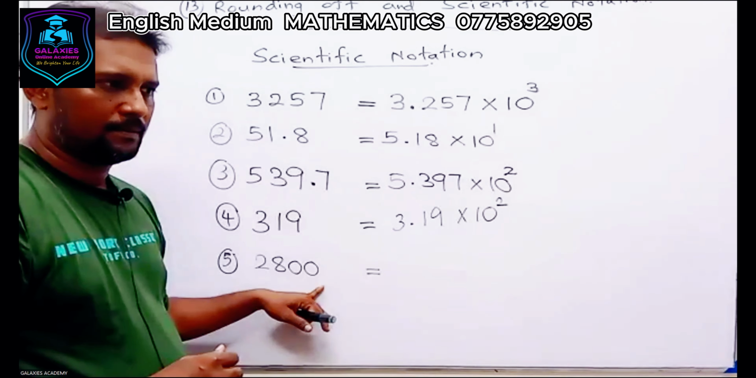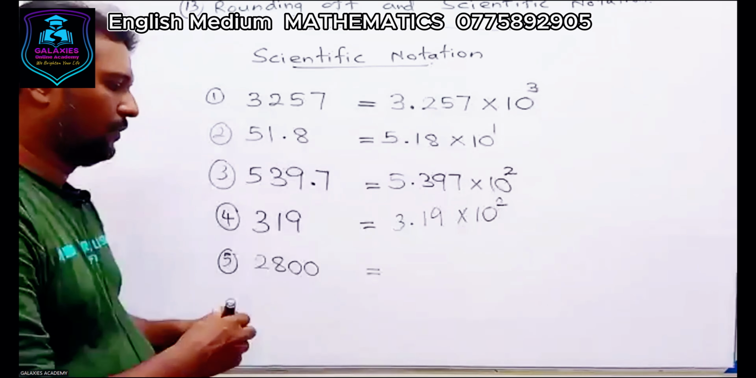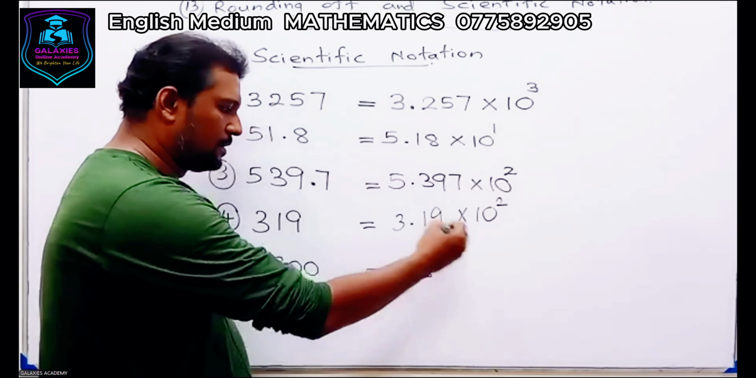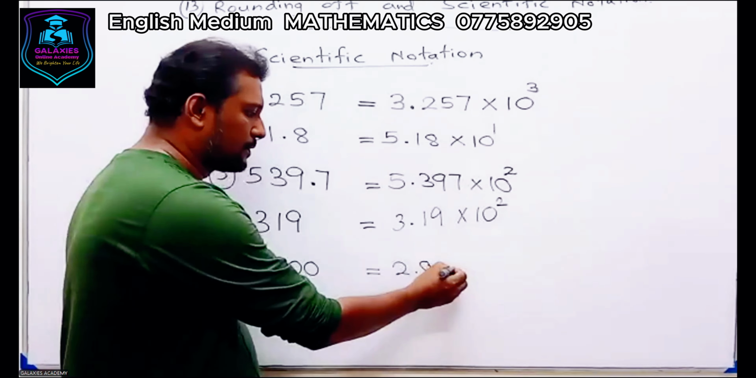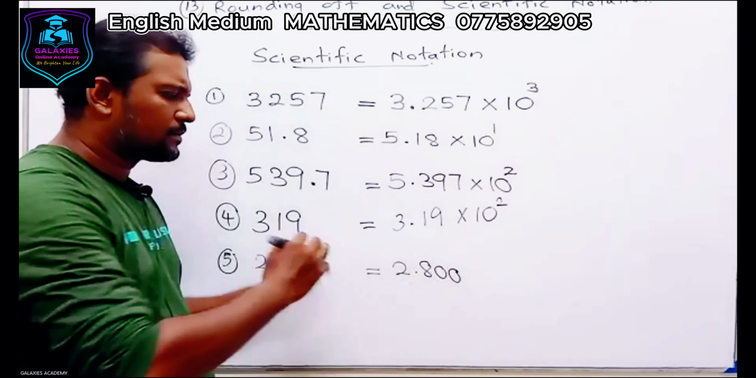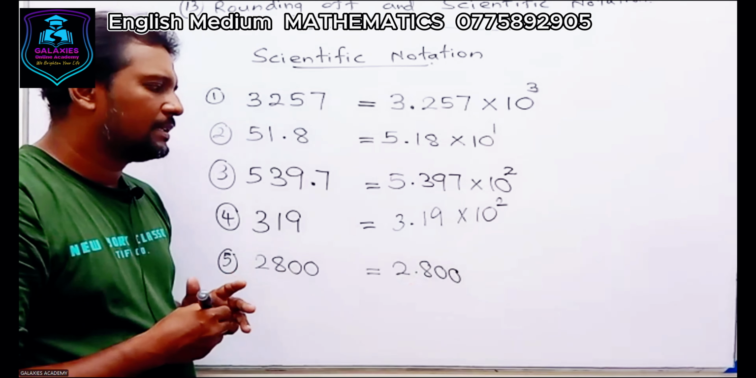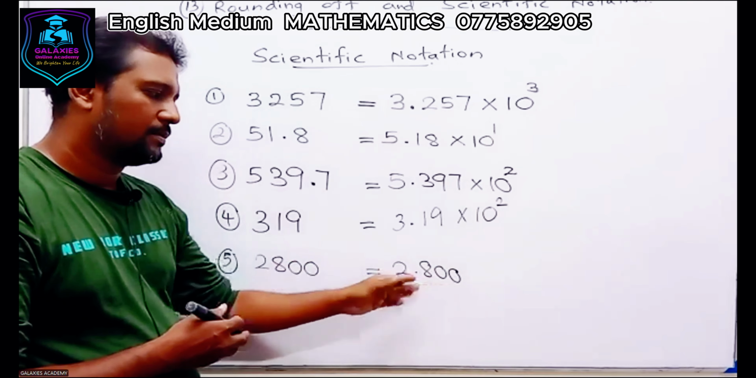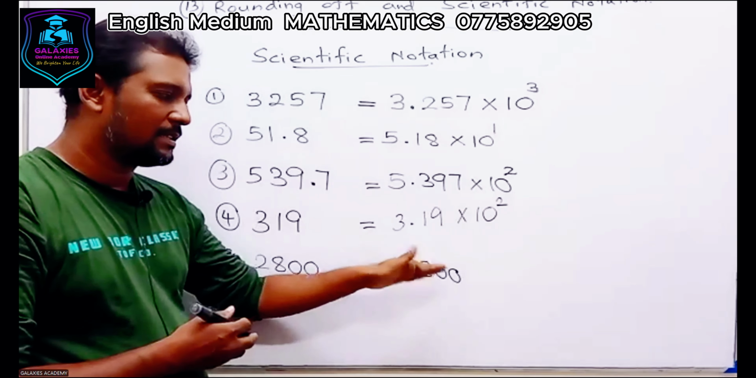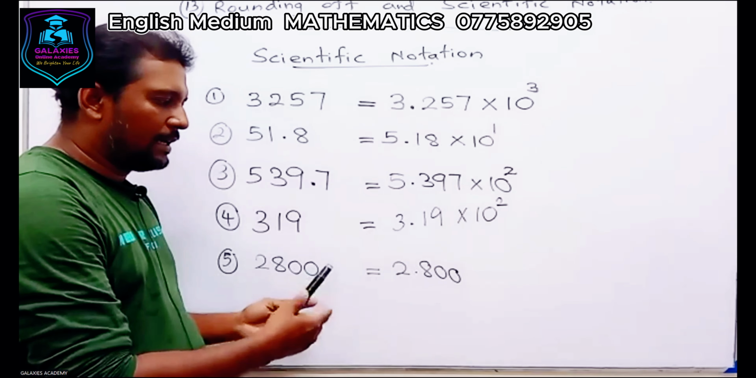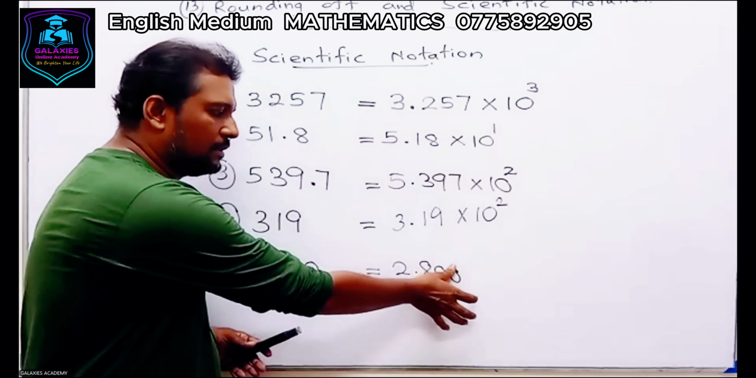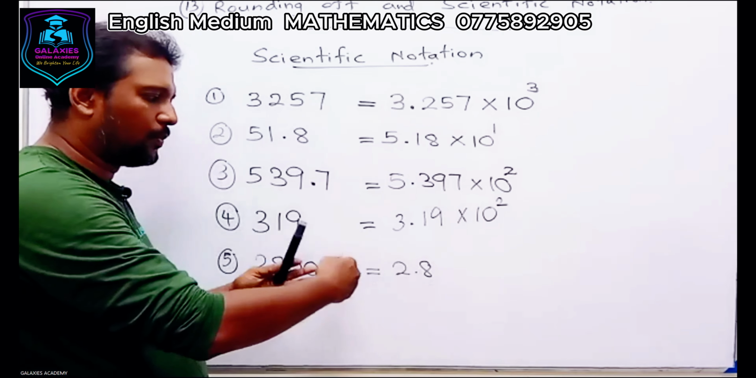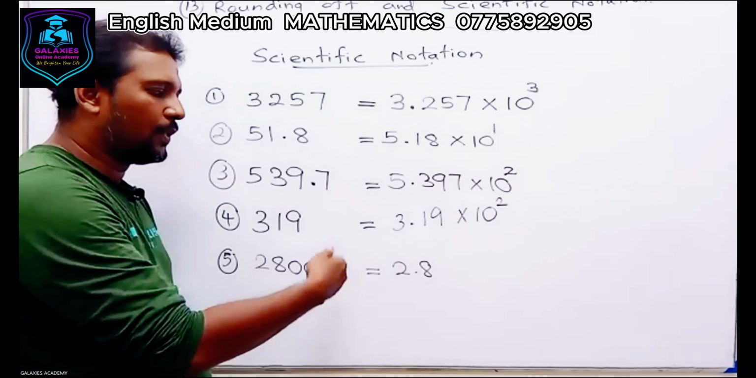2.800 times 10 to the power 3. Also remember, if a decimal number contains zeros at the end, you can write it without those zeros. Also this 2.8 represents 2.80, 2.800.